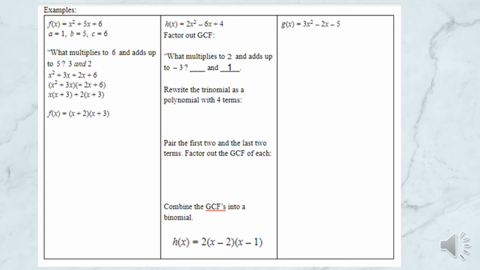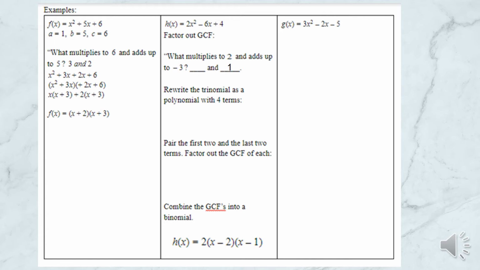So for grouping, in the top left, I have x squared plus 5x plus 6. I've identified my a, b, and c, and I've asked my question of what multiplies to 6 but adds to 5. Those numbers are 3 and 2, so I split my trinomial into a polynomial by breaking my b term, which was 5, into the corresponding pieces, 3x and 2x.